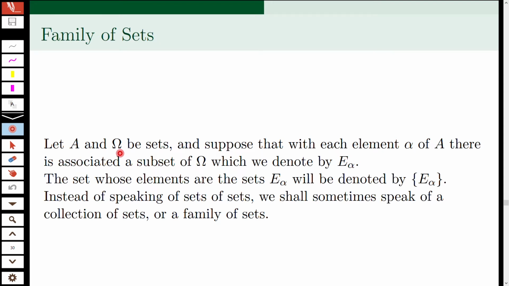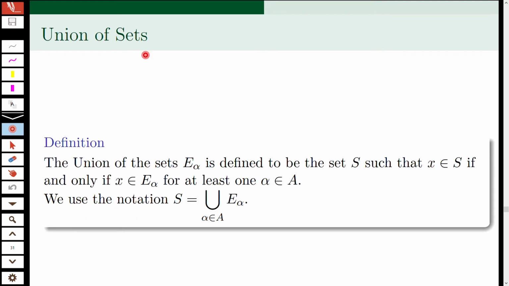Let A and omega be sets, and suppose that with each element alpha of A there is an associated subset of omega which we denote by E alpha. The set whose elements are sets E alpha will be denoted by {E alpha}. So instead of speaking of a set of sets, we shall sometimes speak of a collection of sets or a family of sets. Now we define union of sets.